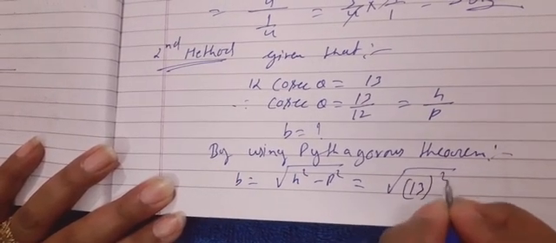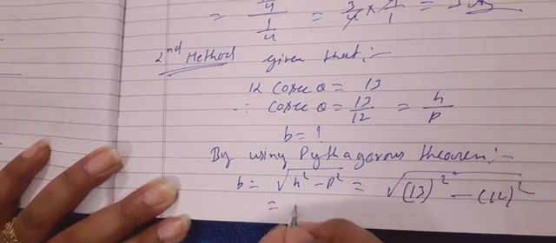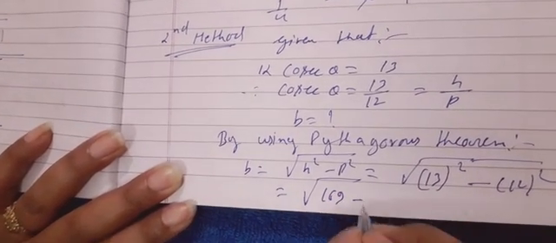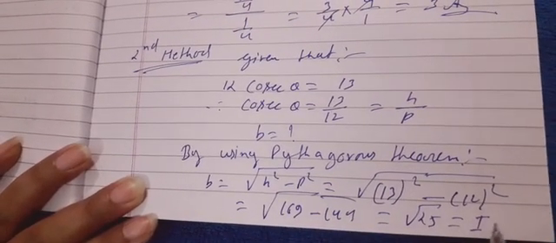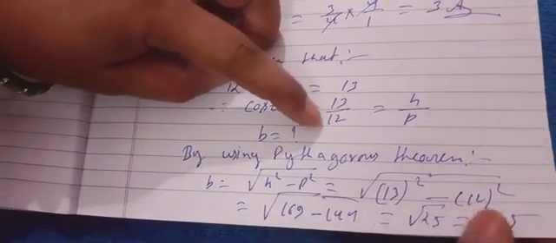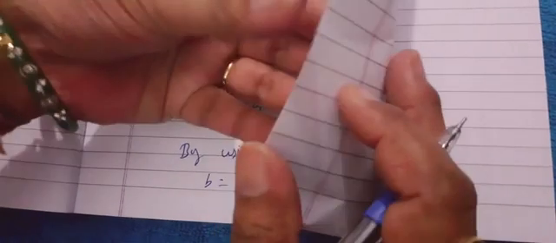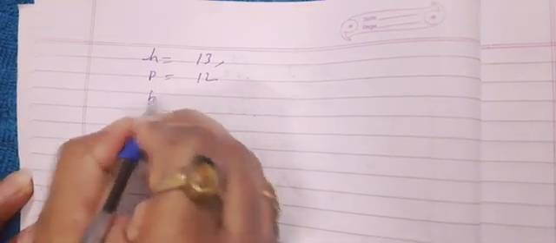What is h square? That is 13, so we'll write 13 square. And what is p square? That is 12 square. Okay. So 13 square is 169 and 12 square is 144. Okay. So it is under root 25. So b is plus minus 5. Now remember, h is 13, p is 12 and b is 5. We are going to use it to solve that value.